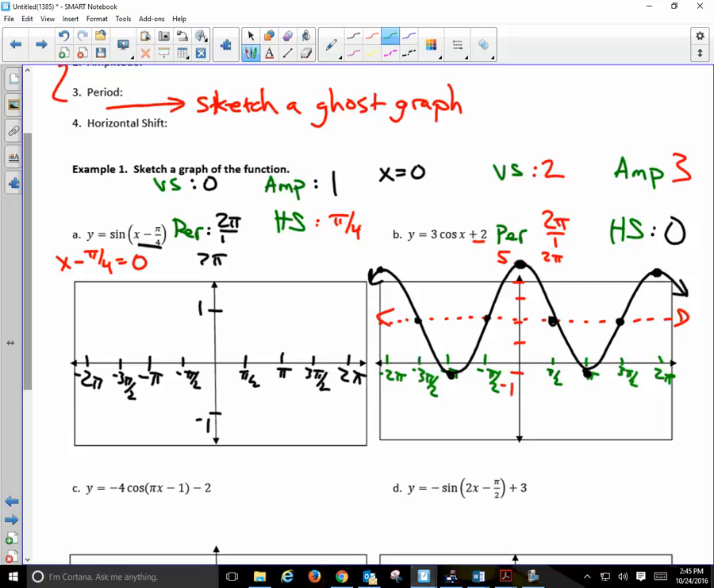Sine, is it going to start at the max, min, or middle? Middle. Is it going to go up or down? Okay, and I'm only going to draw dots here, okay? I'm going to draw a dashed graph that I call a ghost graph. So that's not the real graph. That's just the graph that's going to help me sketch the real one.